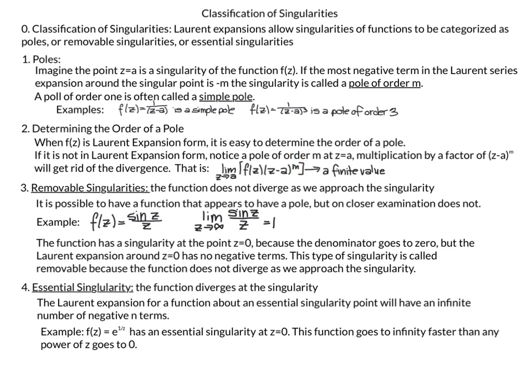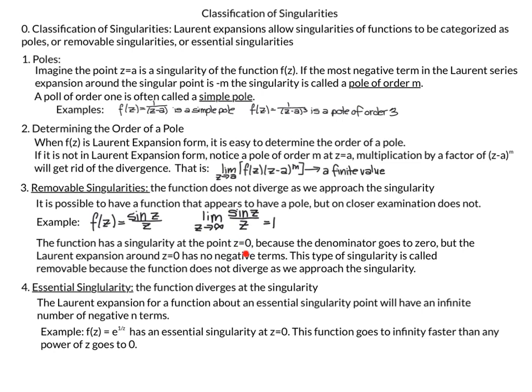Next, we will talk about removable singularities, where the function does not diverge as we approach the singularity. So it's possible we have a function that appears to have a pole, but on closer examination does not. Our example is f of z equals sine of z over z. So you can see we have a singularity at z equals 0. However, the limit as z approaches 0 of sine of z over z, using L'Hopital's rule or by inspection if you graph this function, will equal 1. So this is called a removable singularity.